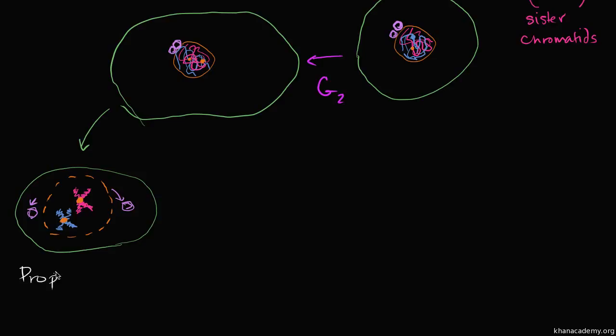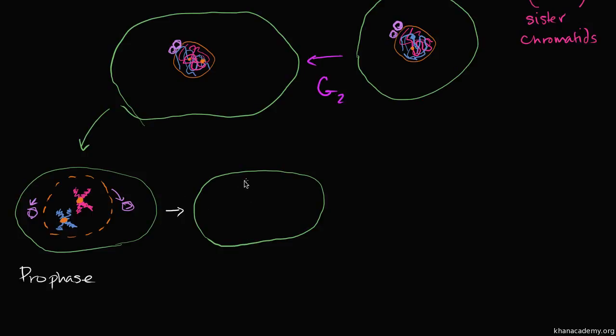Prophase of mitosis. Now in the next phase, let me draw my cell again. I drew it in that same green color. In the next phase, your nuclear membrane is now gone, and the chromosomes start lining up in the middle of the cell.